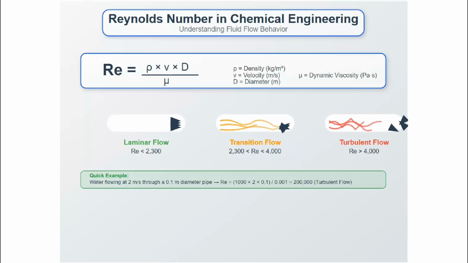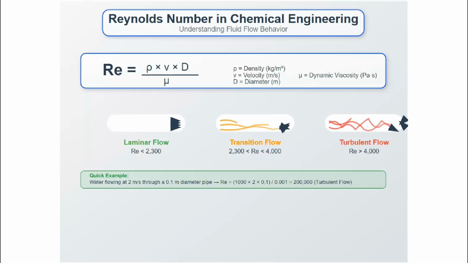As you can see here, the value of the Reynolds number tells us what kind of flow we have. A low Reynolds number, typically less than 2300, indicates smooth, predictable laminar flow. A high Reynolds number greater than 4000 indicates chaotic, mixing, turbulent flow. In between those values, we have the unpredictable transition flow. Understanding this is key for everything from designing pipelines to predicting heat transfer.